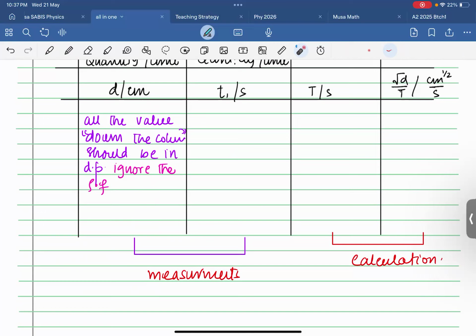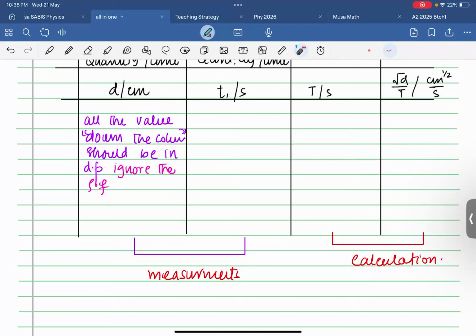You just look at the instrument. Look at the least count, and that is going to be your decimal place. Let's say you have a meter rule. The meter rule has a least count of 0.1, which means it can measure accurately up to 1 decimal place. So all the values taken from the meter rule should always be in 1 dp. So this measurement column, containing all the quantities, should be in 1 decimal place.